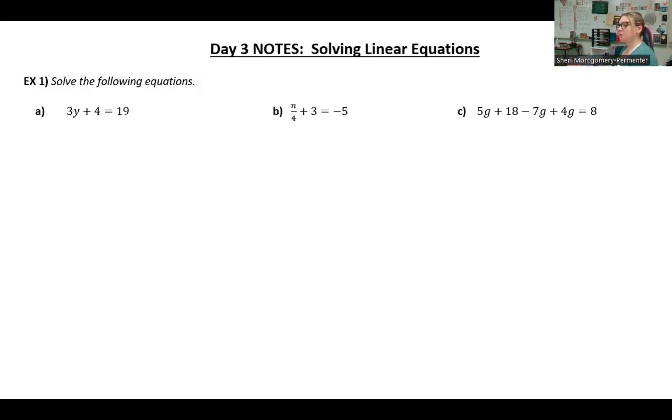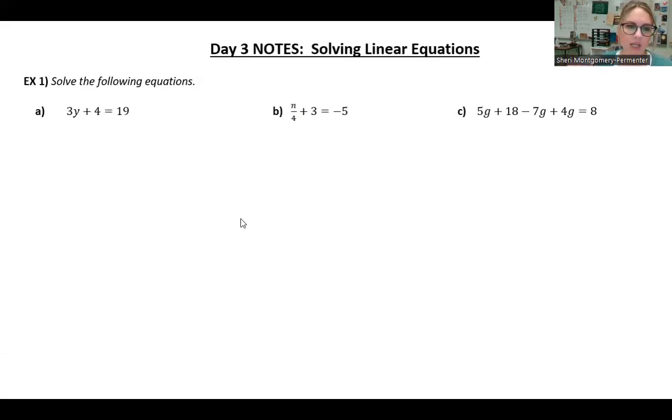First 3 questions. Well, let's read the title. The title of today's notes says solving linear equations. So our goal is to solve equations. For question A, what is our goal? What do we want to get by itself? Y. Good job. See, y'all learned stuff in Algebra 1.